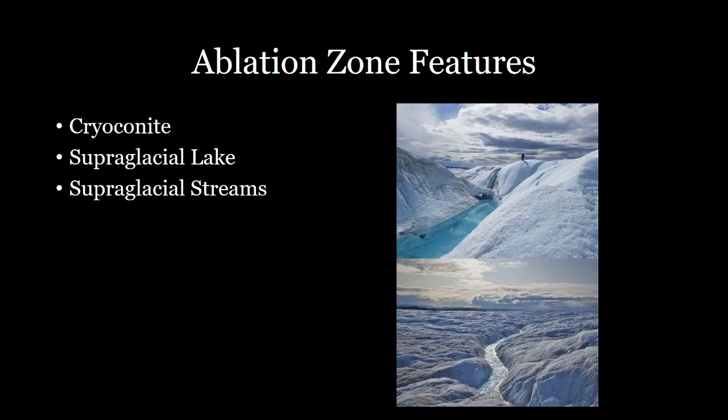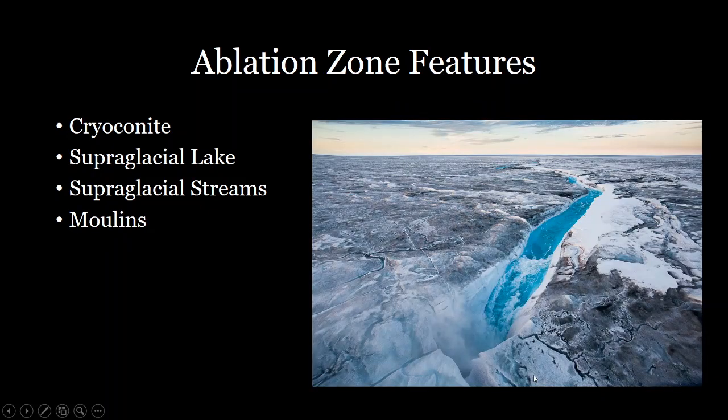Another interesting feature of the ablation zone, especially for me in my research, these are pictures that I've taken, are superglacial streams. So these are superglacial streams in Greenland, southwest Greenland, that we study. And so these superglacial streams are streams that flow over the ice sheet surface. And so just like any other stream or river system, they drain an area, and eventually they reach their endpoint, which is usually a moulin.